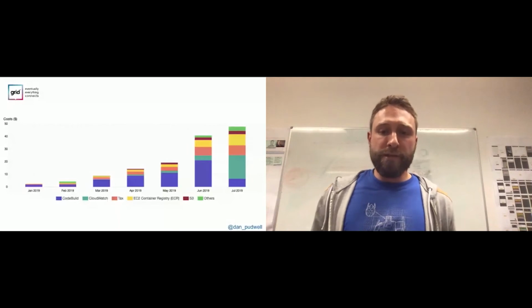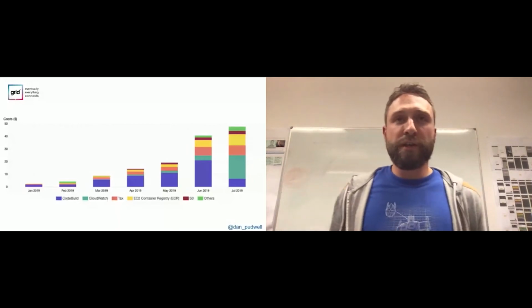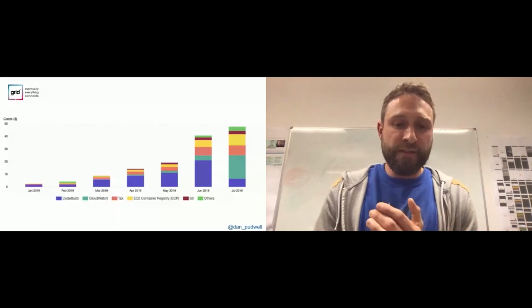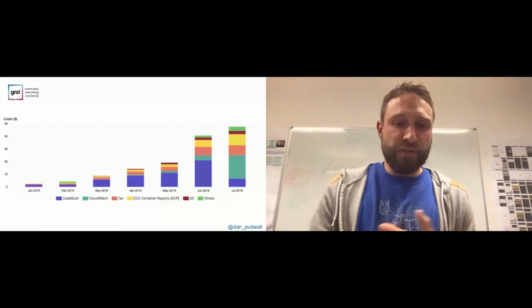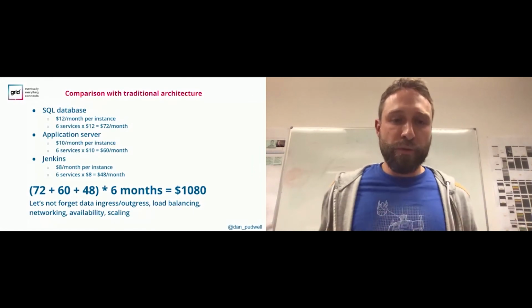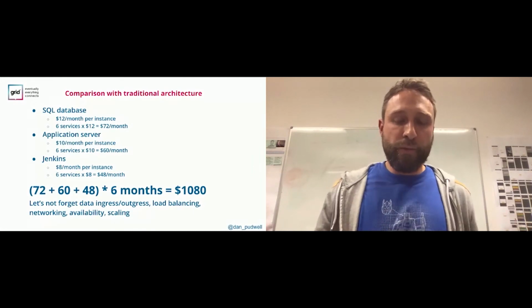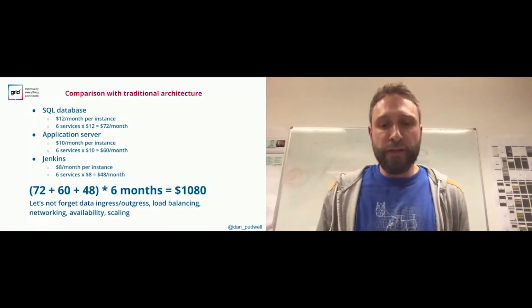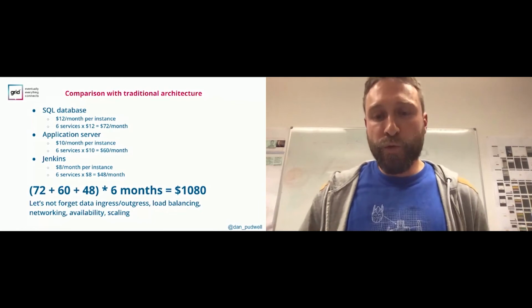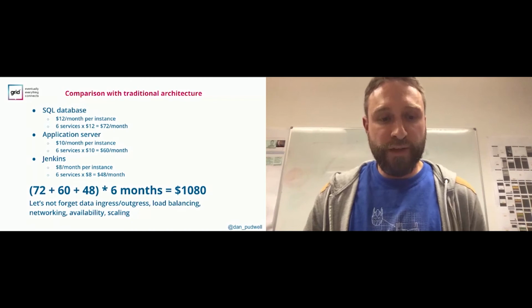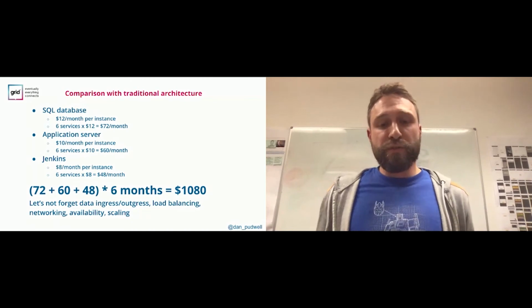Now, if we compare this with traditional architecture, where let's say we've got a server to run a Jenkins instance, a server to run our APIs on, and a normal SQL database, probably something from RDS, you can see the costs quickly rack up to be over $1,000 for the 6 months of development time and testing. That's just for the servers running as well.